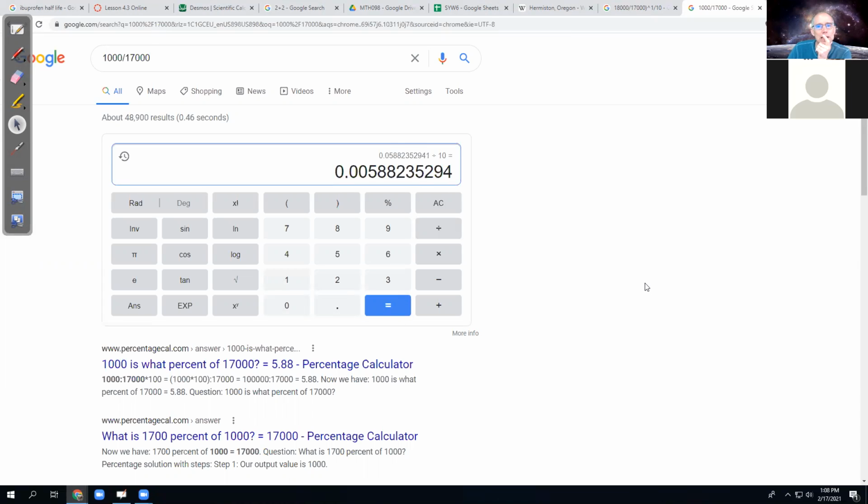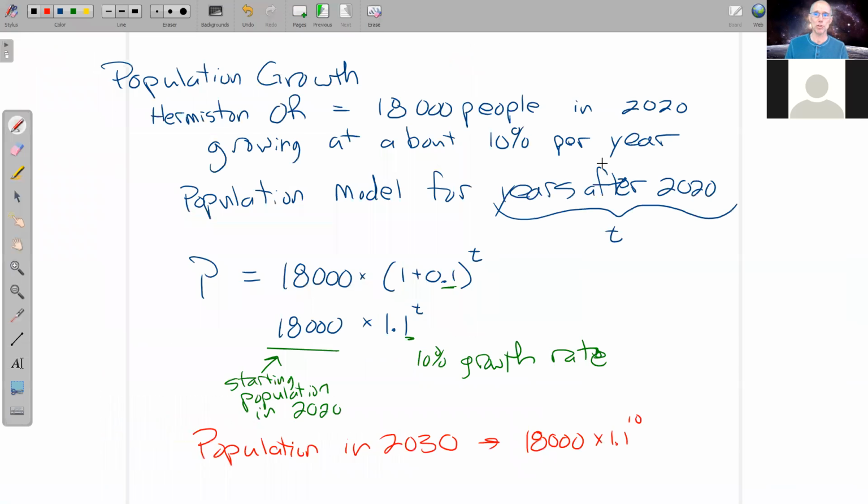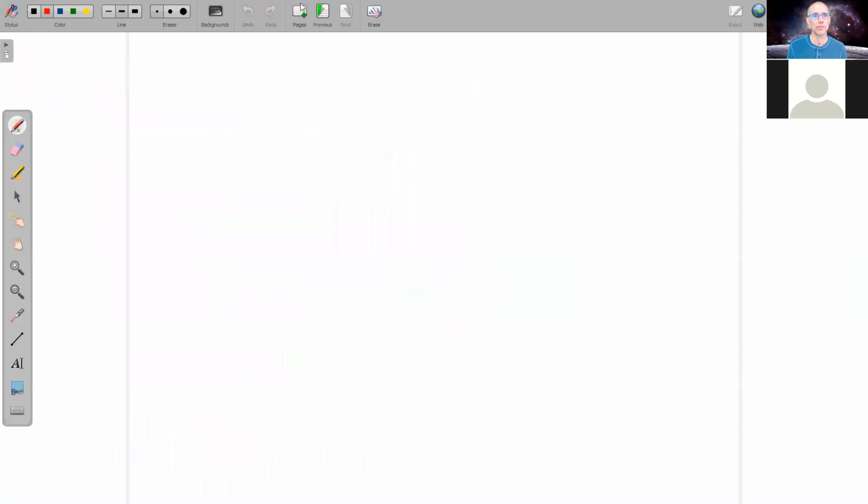Oh man, I totally messed that up before. Okay, so Hermiston's growth rate is not 10%, it's less, it's like 0.5%. Oh well. I guess we better do this right. I don't know how I messed that up the first time. So I have errors here that we're going to fix, and I think a new page is necessary.